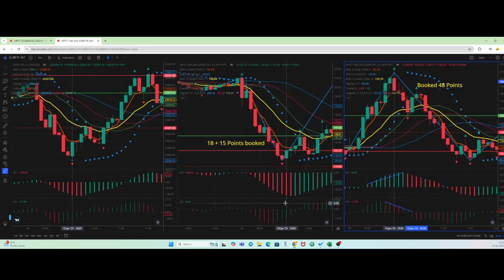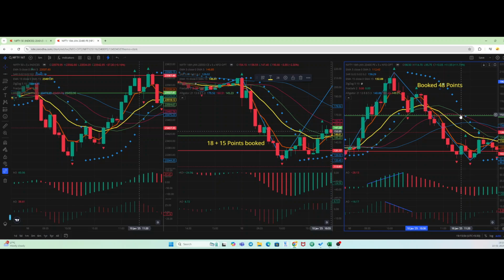But here the thing is that this much patience means here 1, 2, 3, 4, 5, 6, 7, 8 candles, which means 40 minutes. Keeping the trade for 40 minutes, too much patience is required. So that is what many people may not sustain. Many people may exit at 10 points, 15 points, 20 points itself.